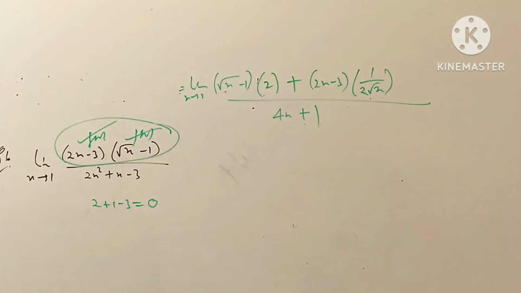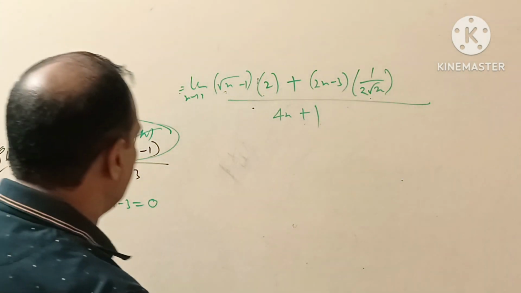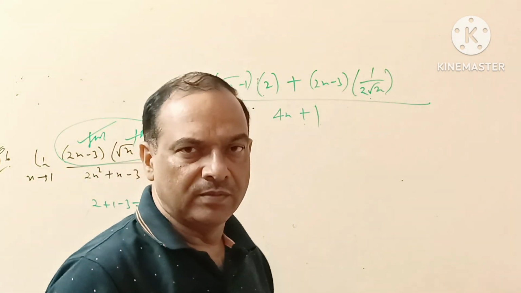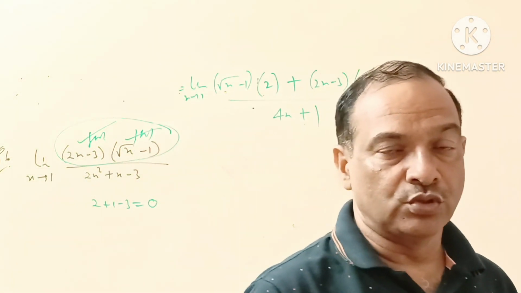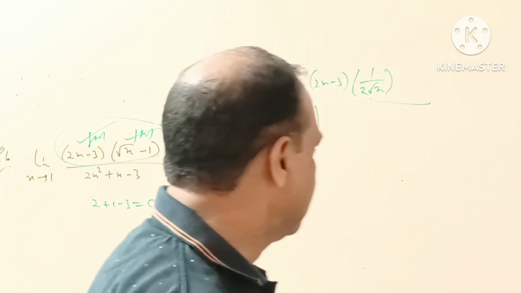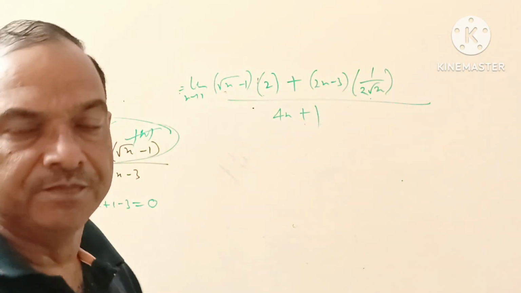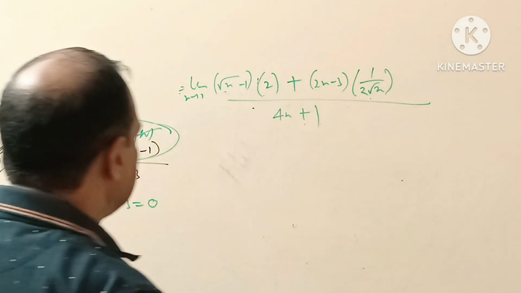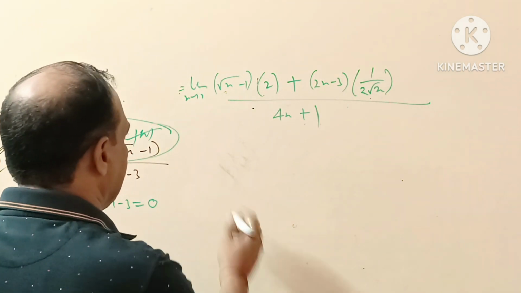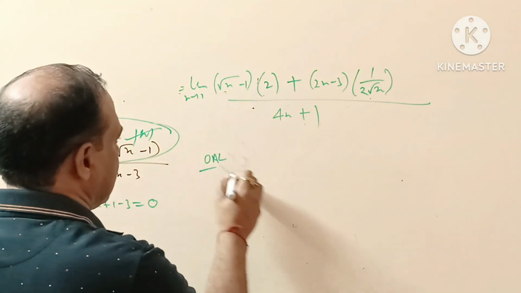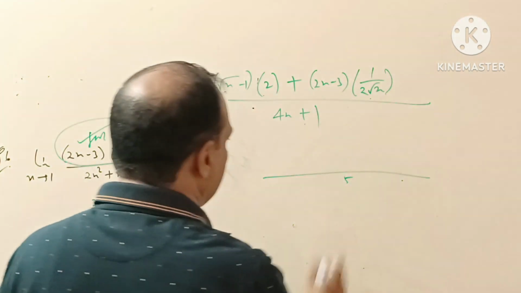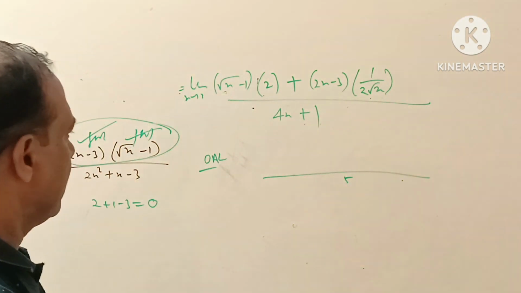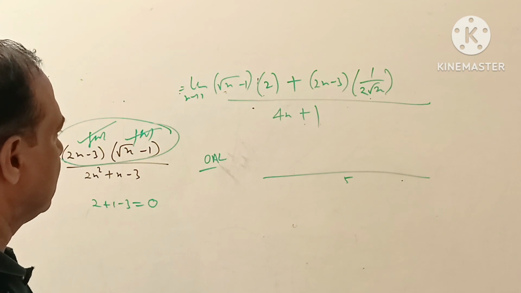Now if I try to apply the limit x tends to 1 in the denominator, I will be having 5, and 5 is not equal to 0. What it means is that there is no need to apply the L'Hospital rule again. You can simply apply the limits, and on applying the limits I will be having in the denominator 5. 4 times 1 is 4, 4 plus 1 is 5.